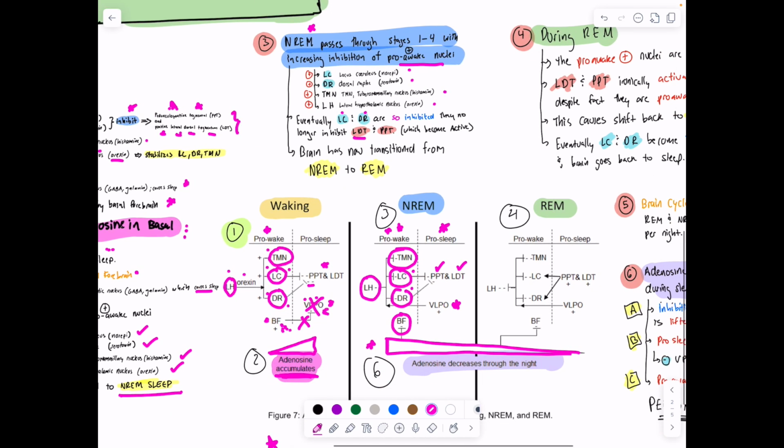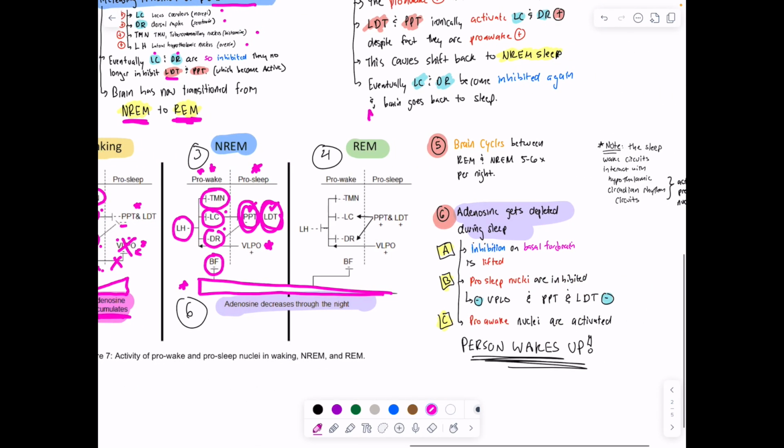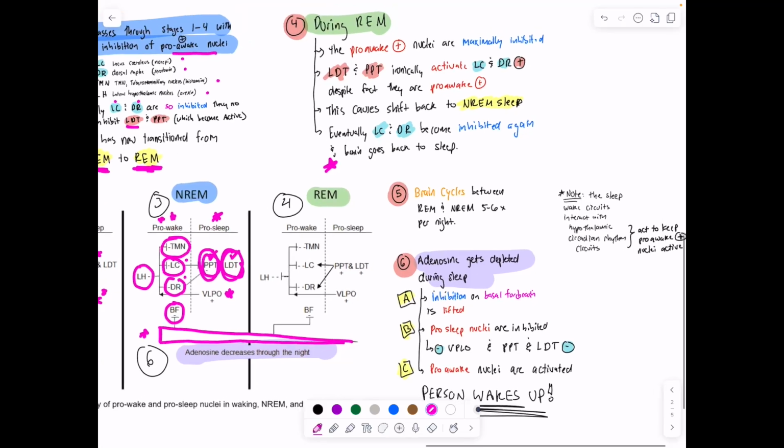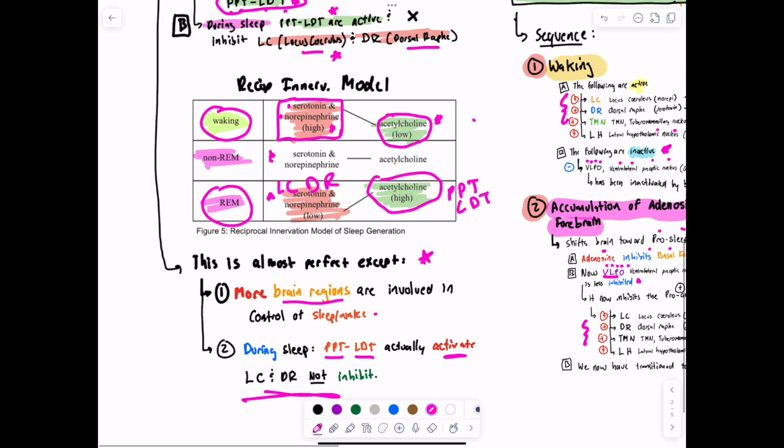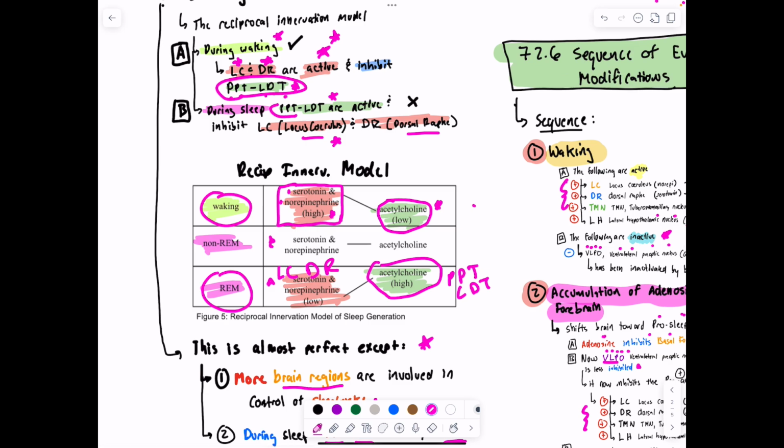And so these guys have become active, and once you get to the stage where these guys are fully active, you've now transitioned from stage 4 of NREM to random eye movement sleep. Okay, so now we're here. And when we're in REM sleep, remember, the original theory was that if these guys are active, they're going to inhibit these guys.